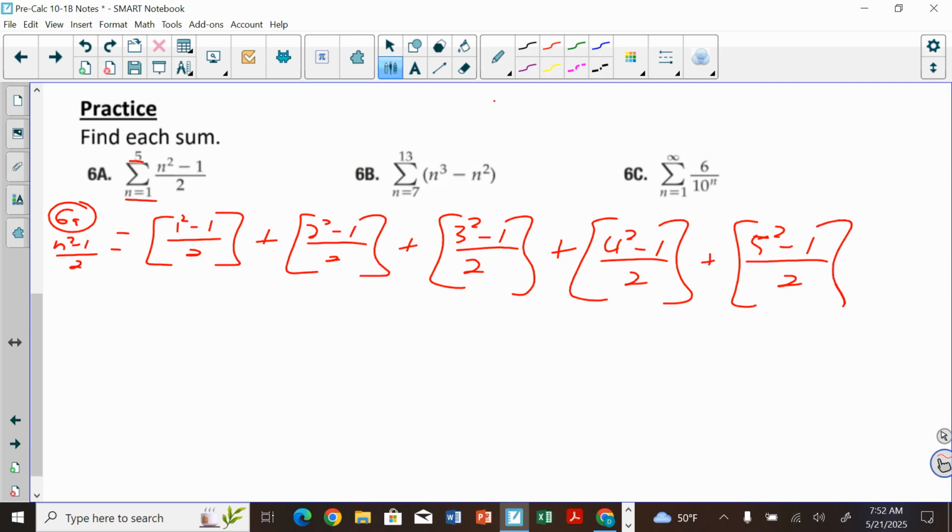So this is what we're doing. We're getting all the terms, and then we'll add them all up. Okay, then we stop at 5 because that was the upper bound, right? That was where we stopped. So now we just kind of add these up.